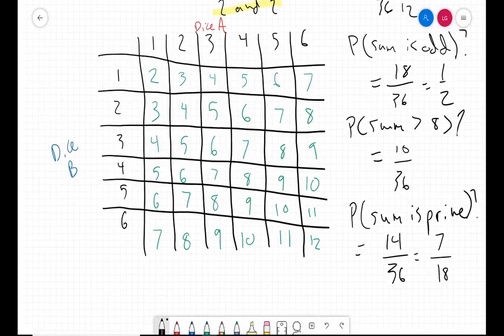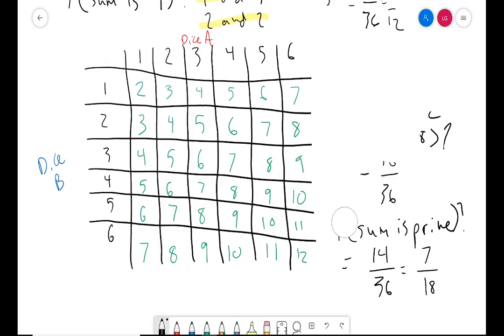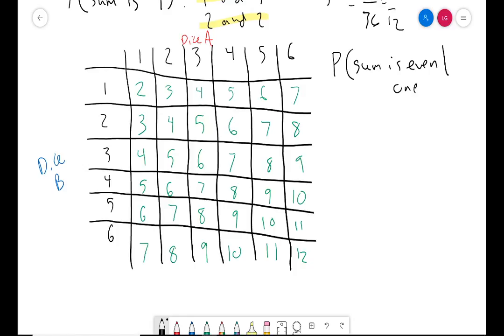Now, let's take a look. Actually, I'll erase these 3 that we've just done to give ourselves a little bit of space. We're going to do some conditionals on this sum. So first question, the probability that the sum is even given that one dice is 4.